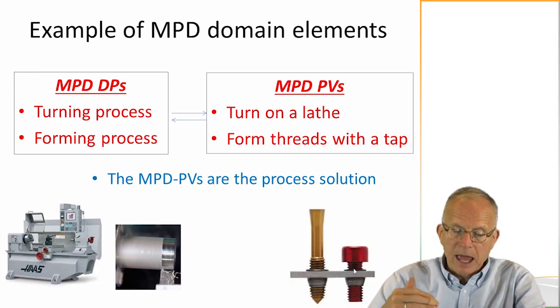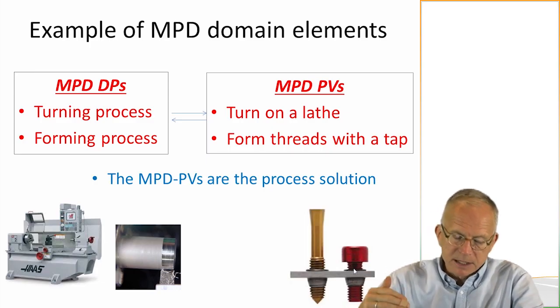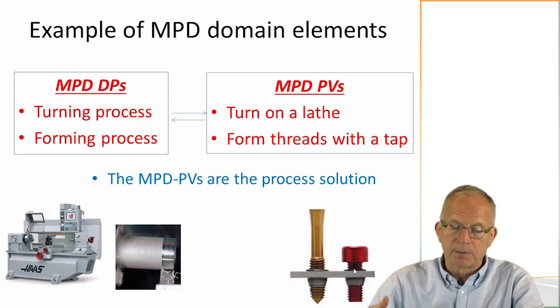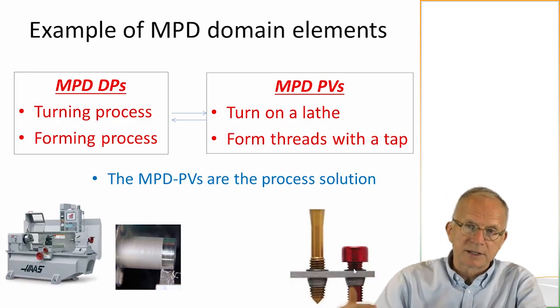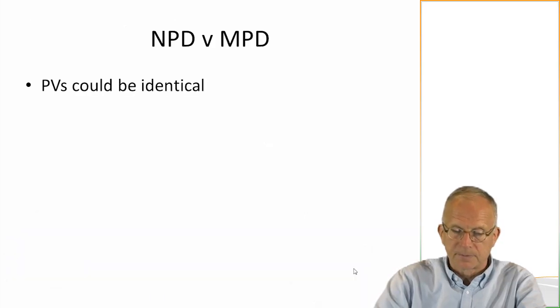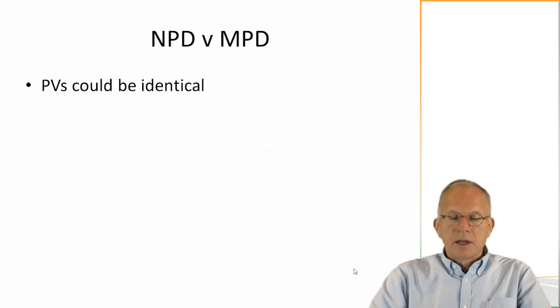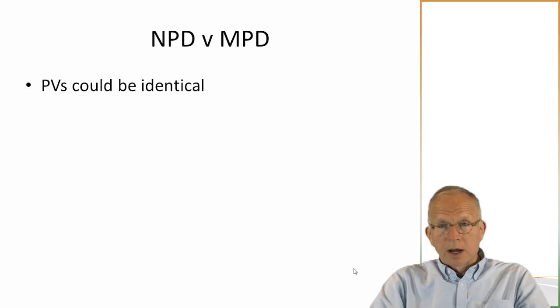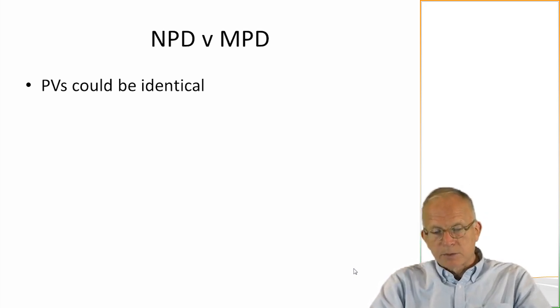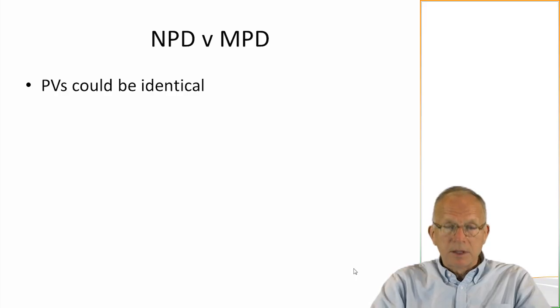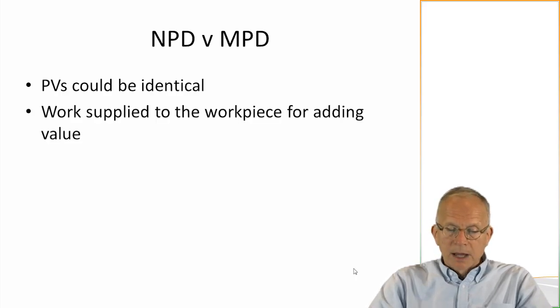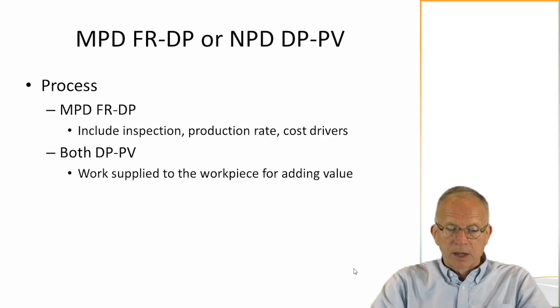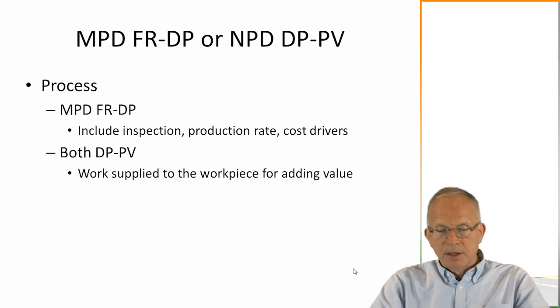So the MPD, the manufacturing process development, PVs, are the process solution. So if I look at the new product development and the manufacturing process development, of course the PVs could be identical. Work supplied to the workpiece for adding value in both cases. The FRDP in the process development versus the DPPV in the product development.